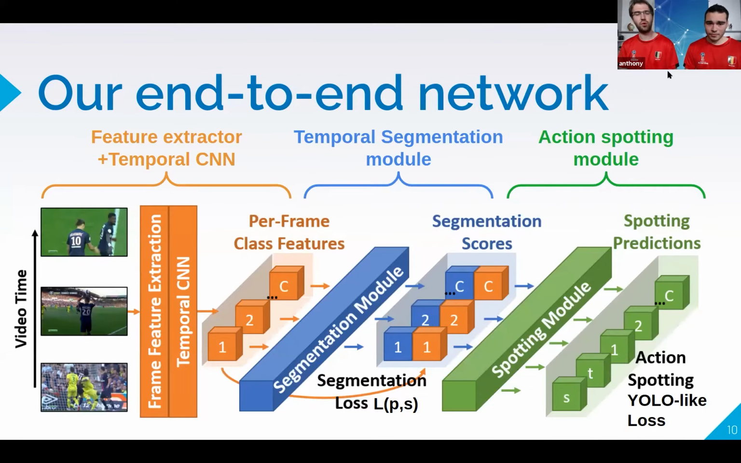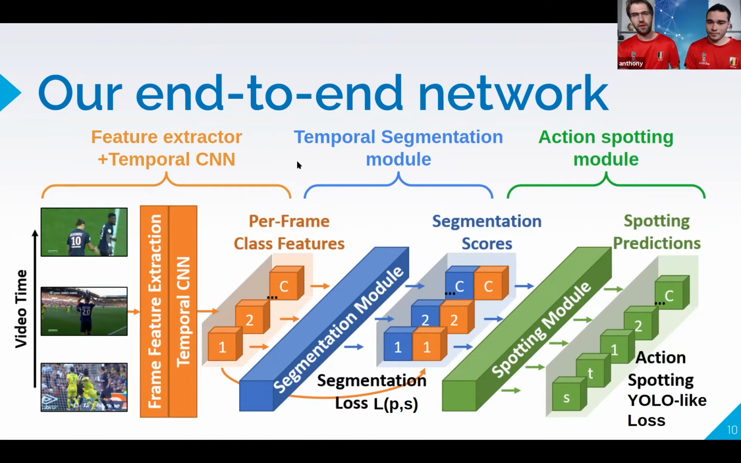We proposed a network composed of three parts. The first part is a feature extractor combined with a temporal CNN, then a temporal segmentation module in blue, and then an action spotting module in green. The feature extractor is the ResNet extractor that Silvio used for the features with the PCA. And the temporal CNN is one of our small contributions, let's say, because it's just temporal convolutions, so it's not something very difficult. We will not browse through that, just convolutions in the temporal domain.